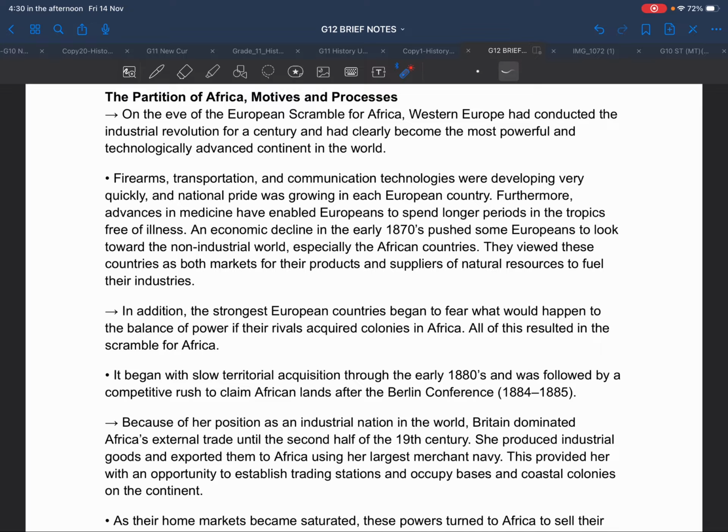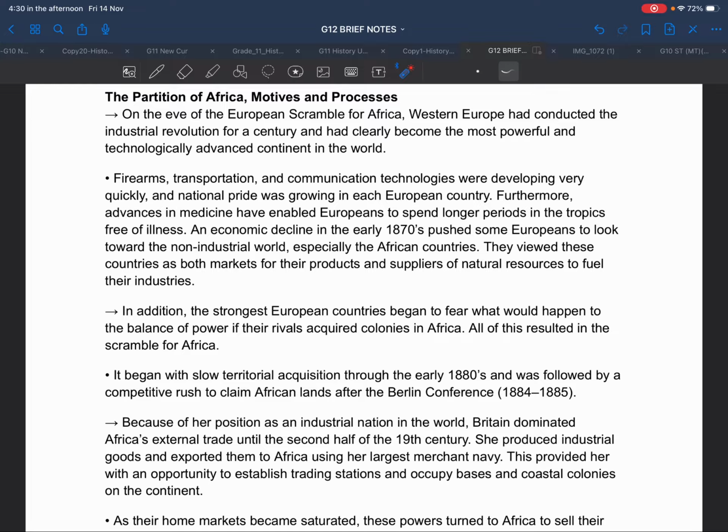Furthermore, advances in medicine enabled Europeans to spend longer periods in the tropics free of illness. So those problems in tropical Africa, attached to things like flies and mosquitoes, all got a cure because of European advances in medicine.